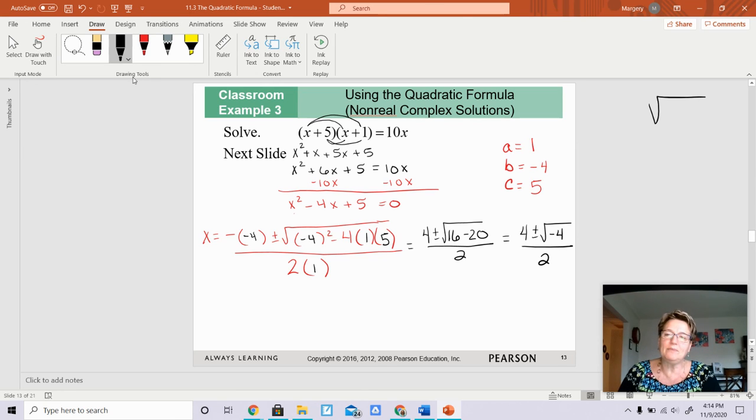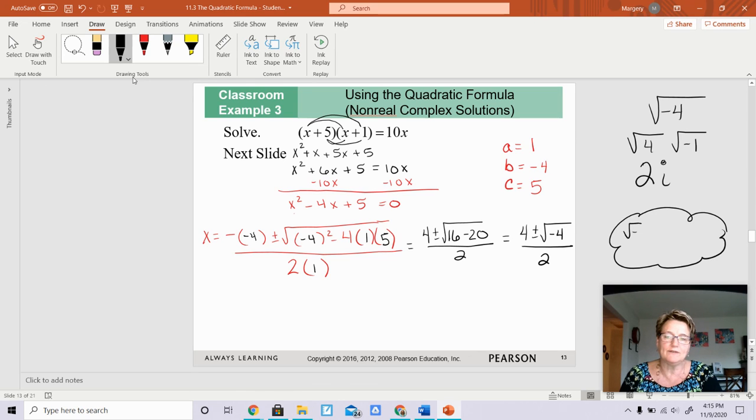Now remember from before, the square root of negative 4 is the same thing as the square root of 4 times the square root of negative 1. The square root of 4 is 2, and the square root of negative 1 is i. Remember, the square root of negative 1 is i. i squared is equal to negative 1. Those are imaginary numbers. So you're going to end up with 4 plus or minus 2i, all over 2.